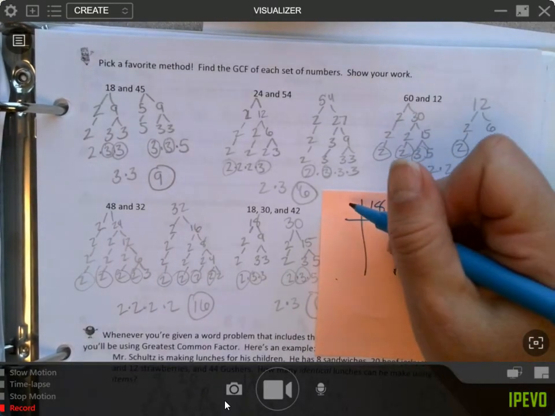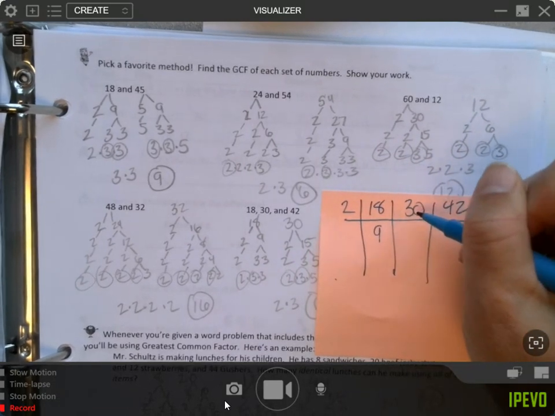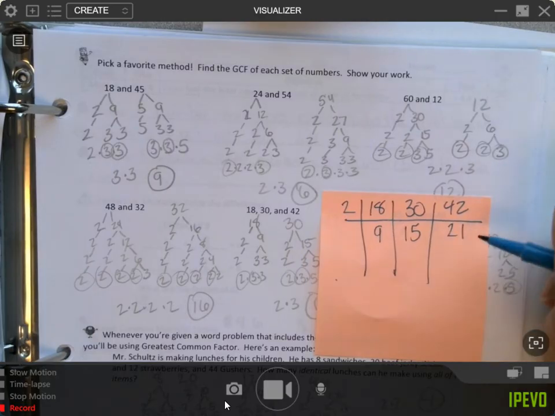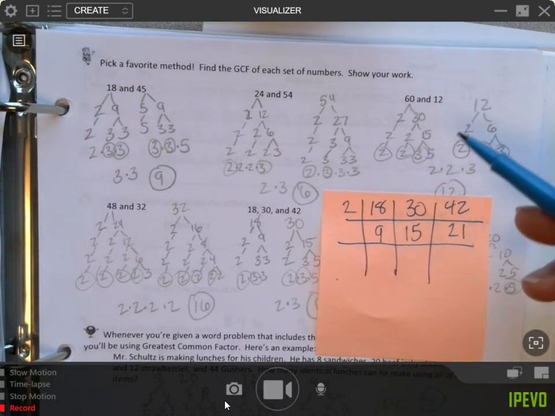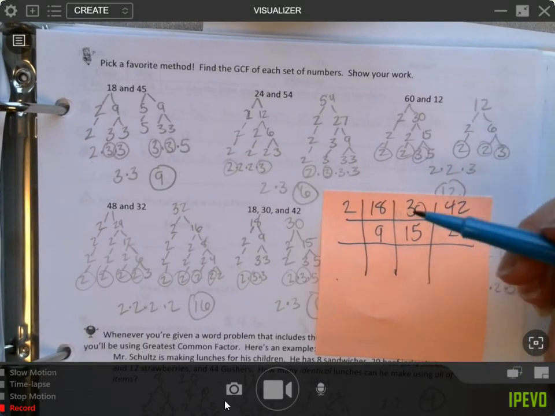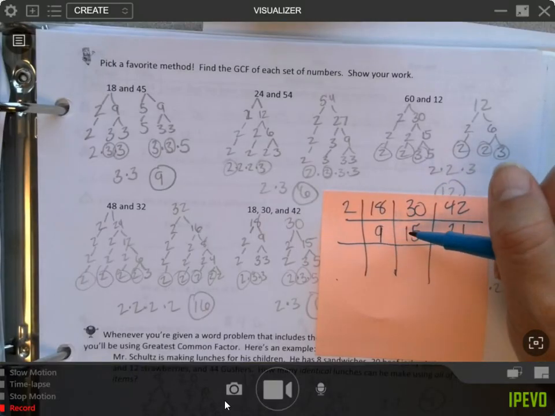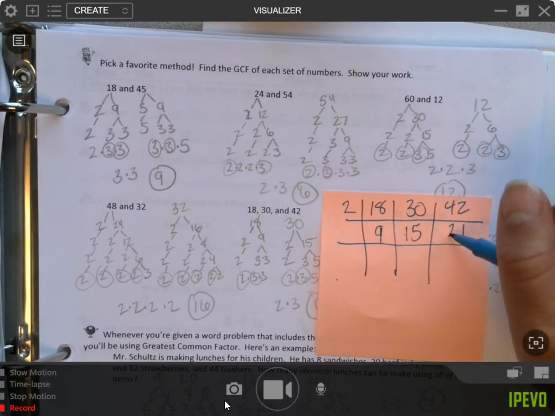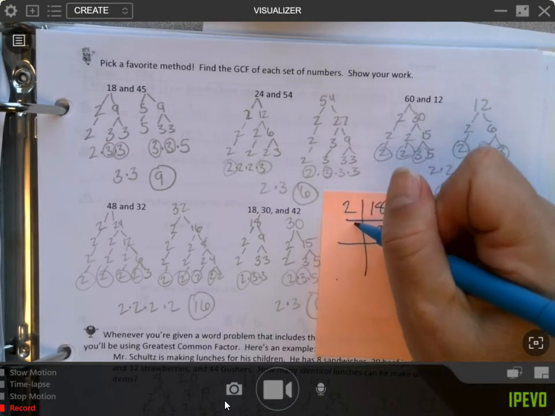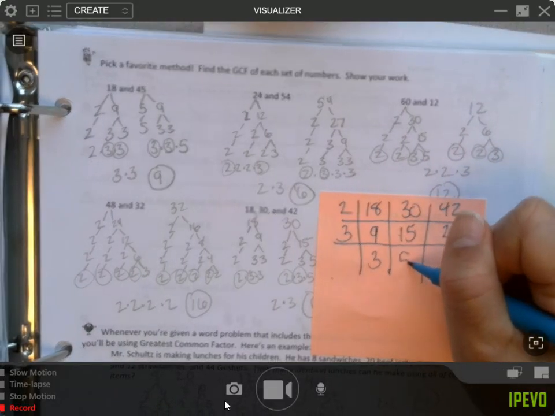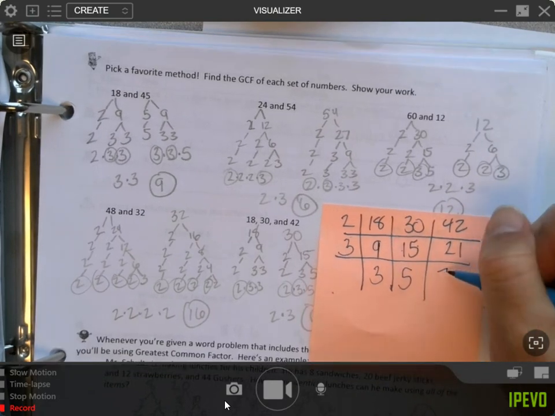2. Okay, so 18 divided by 2 is 9, 30 divided by 2 is 15, 42 divided by 2 is 21. Is there another number that we could divide out of 9, 15, and 21? There is. 9 can be divided by 3. 1 plus 5 is 6, can be divided by 3. 21 is 2 plus 1 is 3, can be divided by 3. 9 divided by 3 is 3. 15 divided by 3 is 5. 21 divided by 3 is 7.